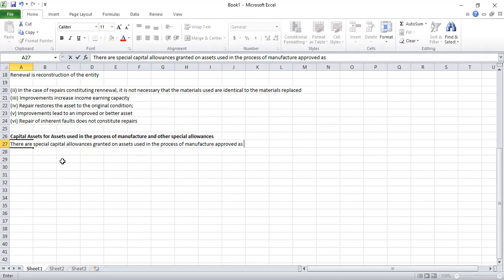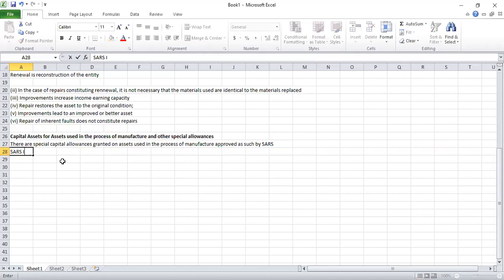Approved as such by SARS. So there is no actual definition of a process of manufacture. But we've got some guidelines, for example, the end product should be different from the input. Then there should be a large number of standardized products that should be produced for us to call it a process of manufacture.